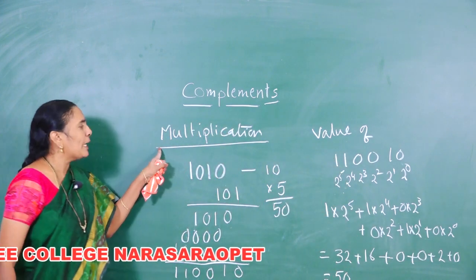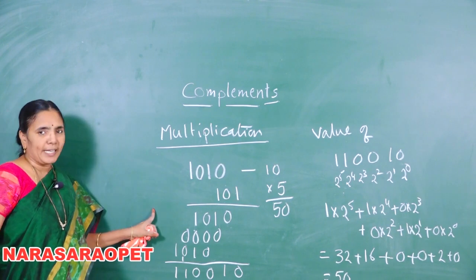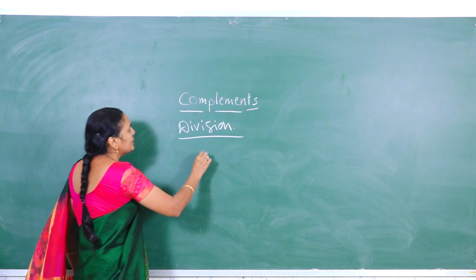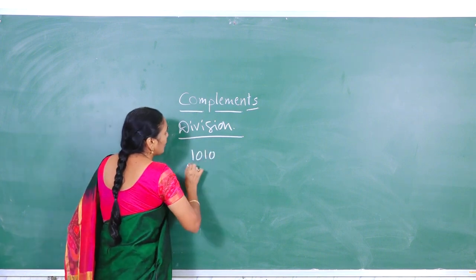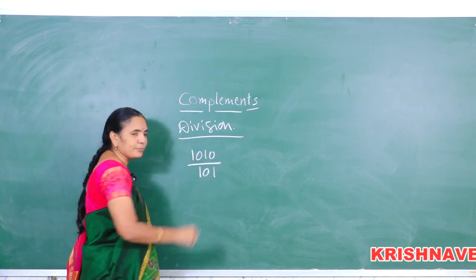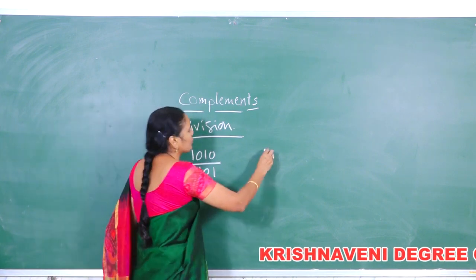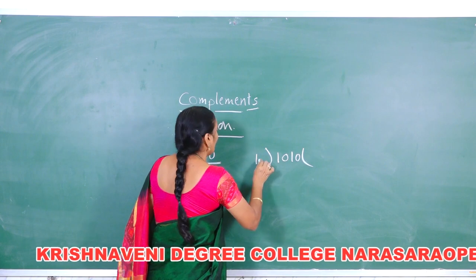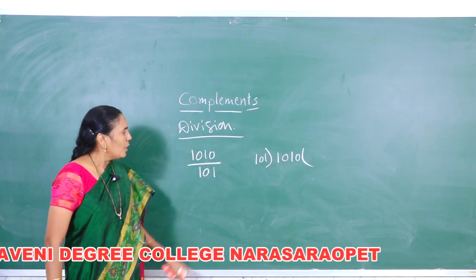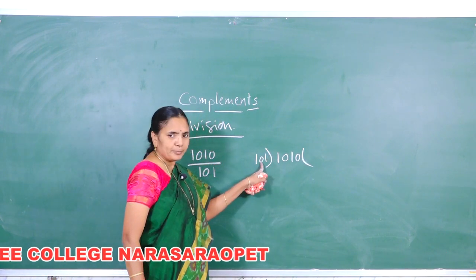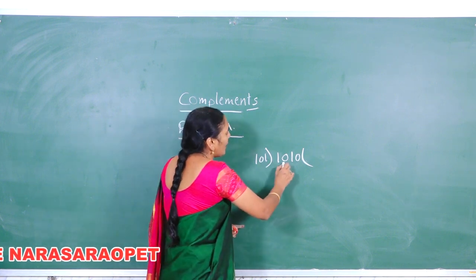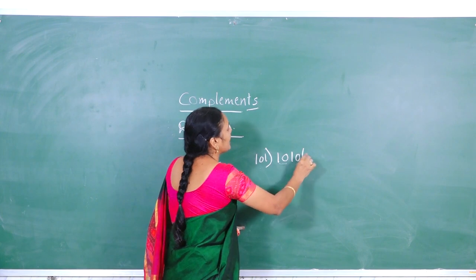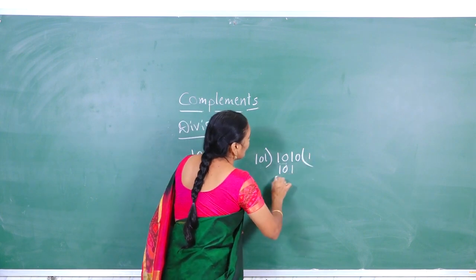This is the multiplication of the binary numbers. Now, let us try to divide 1010 by 101. Let us see how we will do the division operation. 101 will not go into the first 2 digits, so we have to take the first 3 digits. 101 goes into 101 once, which is 1.